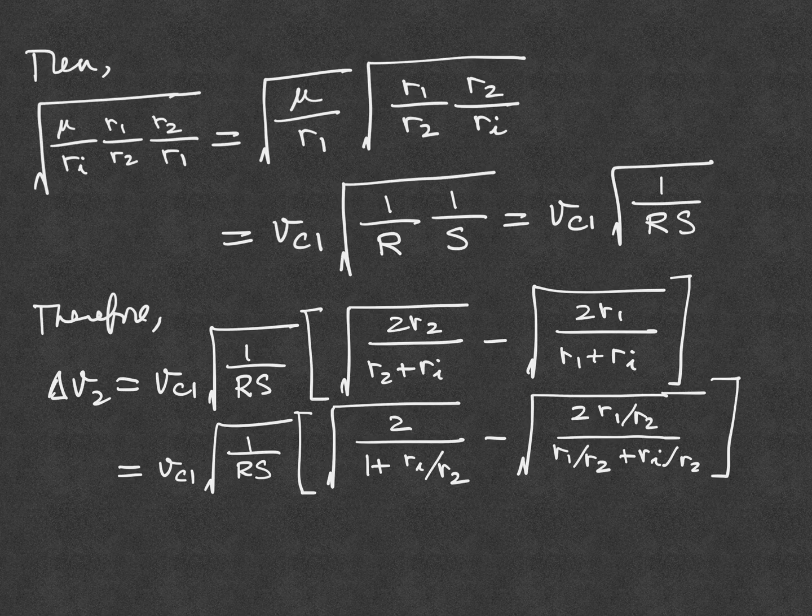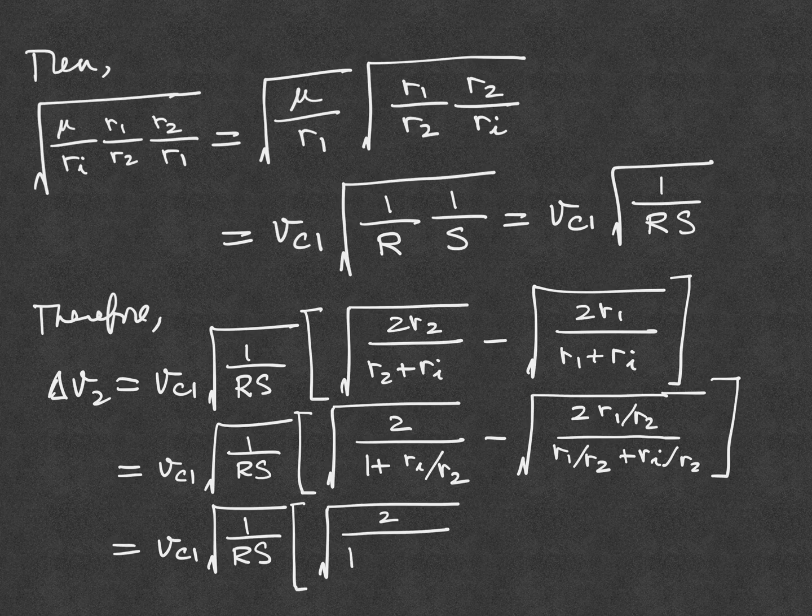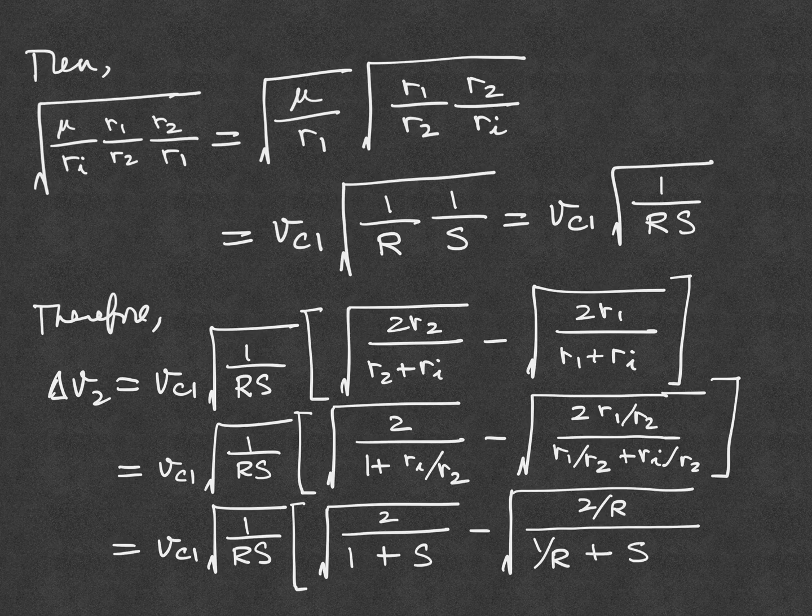Now you can see that, given the definitions of R and S, I then have VC1 times the square root of 1 over R times S times the following expressions. In the first square root, I have 2 divided by 1 plus S. So that takes care of the first one. And in the second one, I have 2 divided by R, because R is R2 over R1, and then divided by 1 over R plus S.